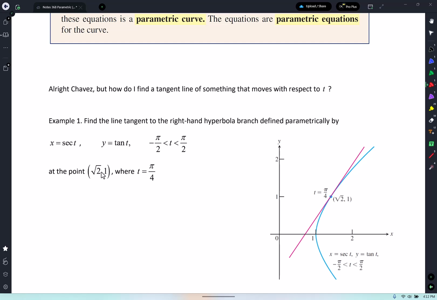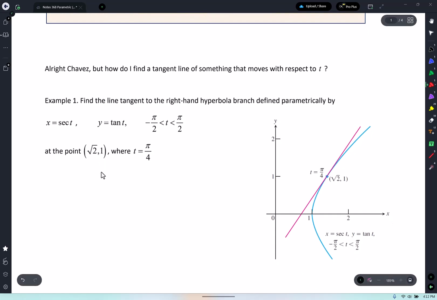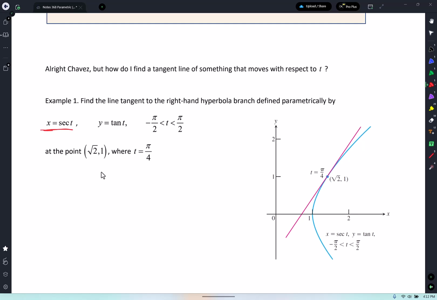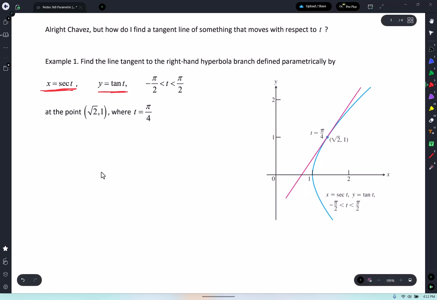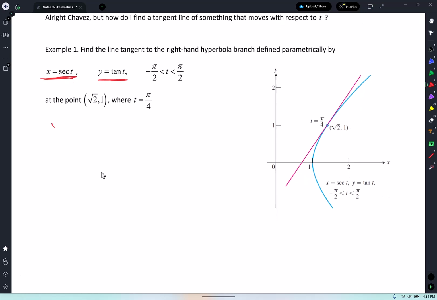It says, find the line tangent to the right-hand hyperbola branch defined parametrically by x equals secant t and y equals tan t. The tangent line is still the same, guys. For a tangent line, you still need a point and a slope. So I still need a point, and I still need slope. I need dy/dx. dy/dx literally means slope. Cool or not cool?